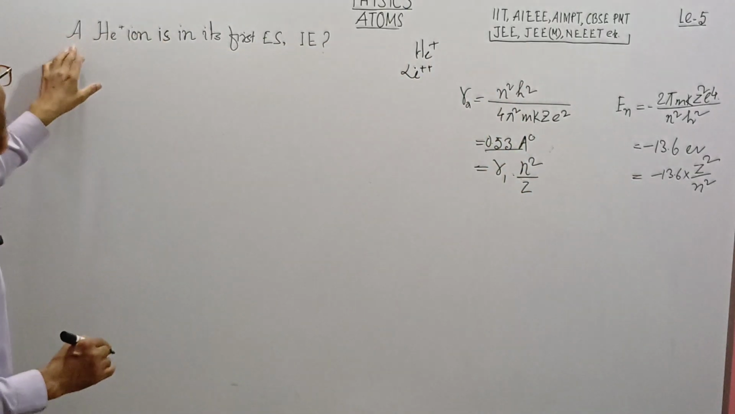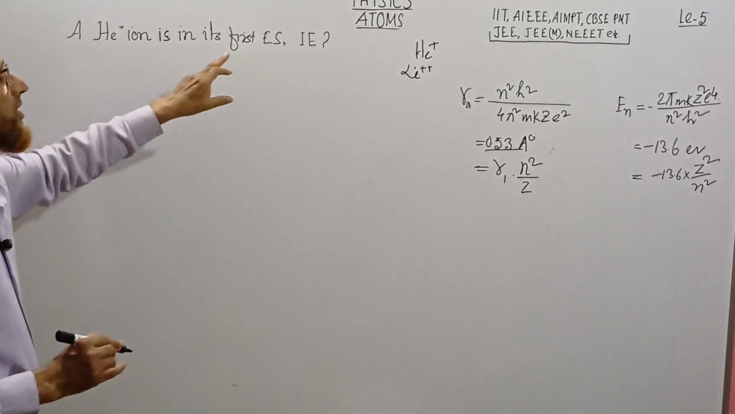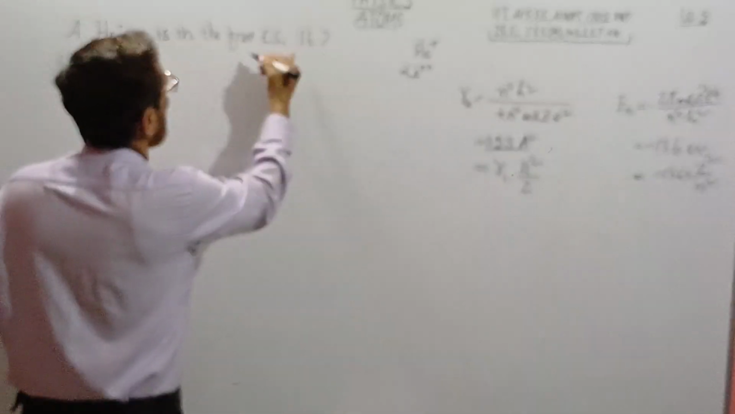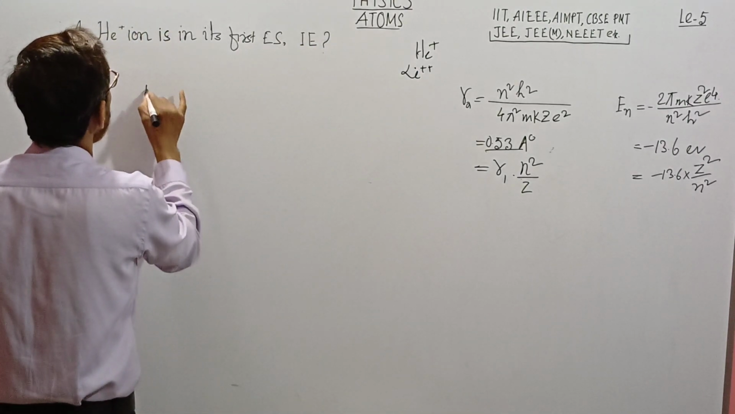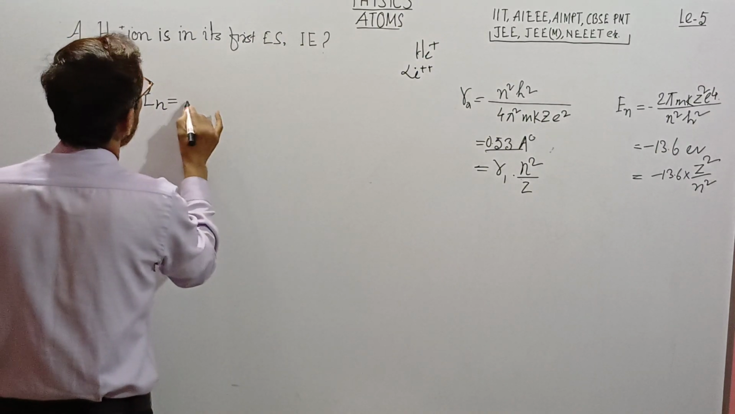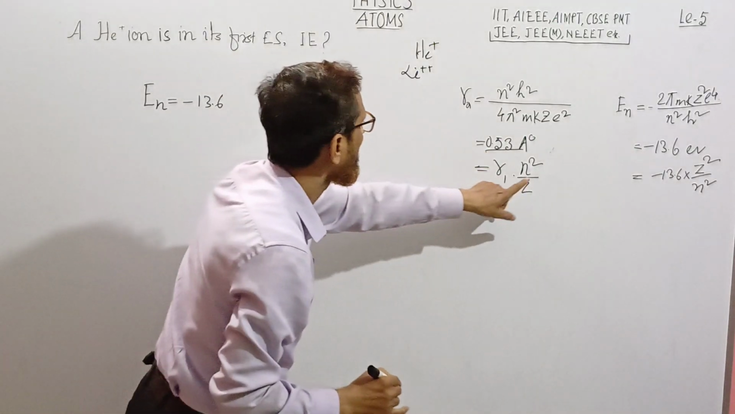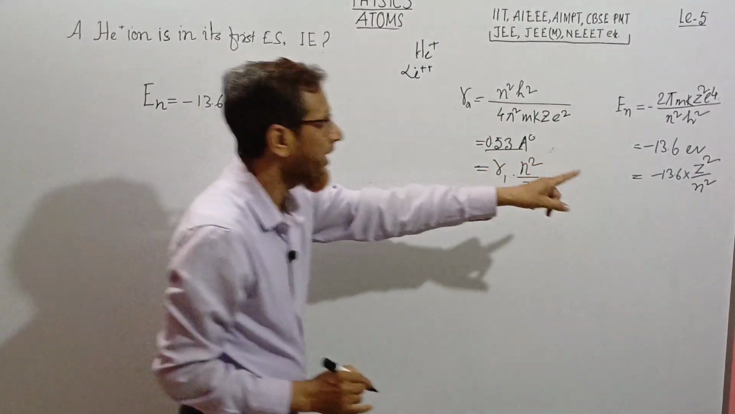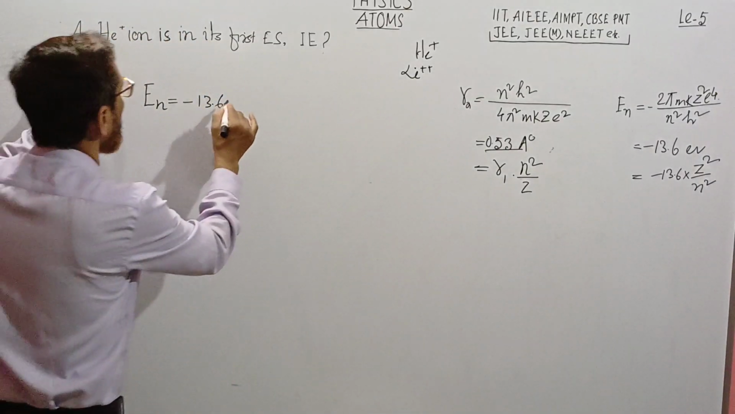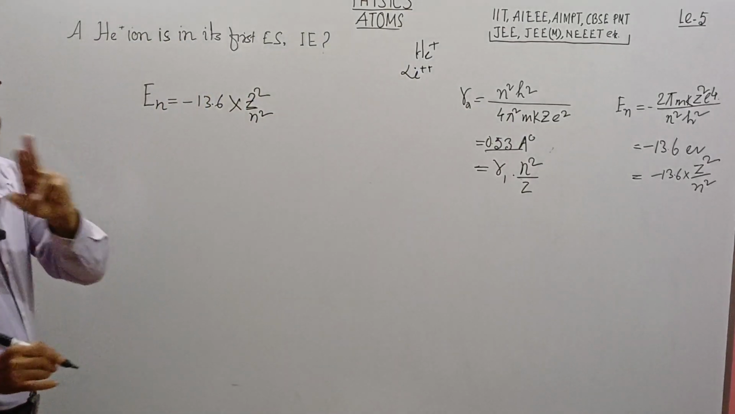But here you see, the helium ion is in its first excitation state. So what is its ionization energy? What is its energy, total energy? The energy of that electron is equal to minus 13.6 into z square by n square. Since it is helium, let me write the formula z square by n square. Am I right? Please follow minutely.